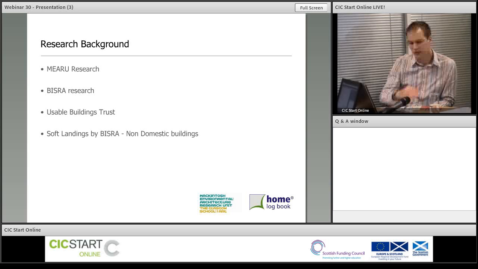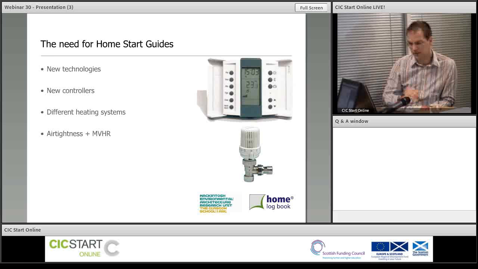So all of this background research fed into the work that Meru did with the Scottish Government. The need for these quick start guides was identified because maybe 10 years ago new homes in particular maybe had one or two different types of heating system depending on where they were, and one or two different types of a very simple ventilation system.